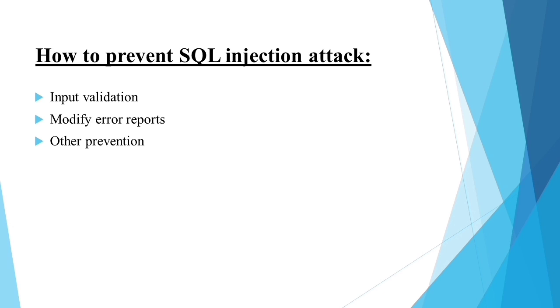The third step is other preventions. The default system accounts for SQL Server 2000 should never be used. Isolate the database server and web server. Both should reside on different machines.